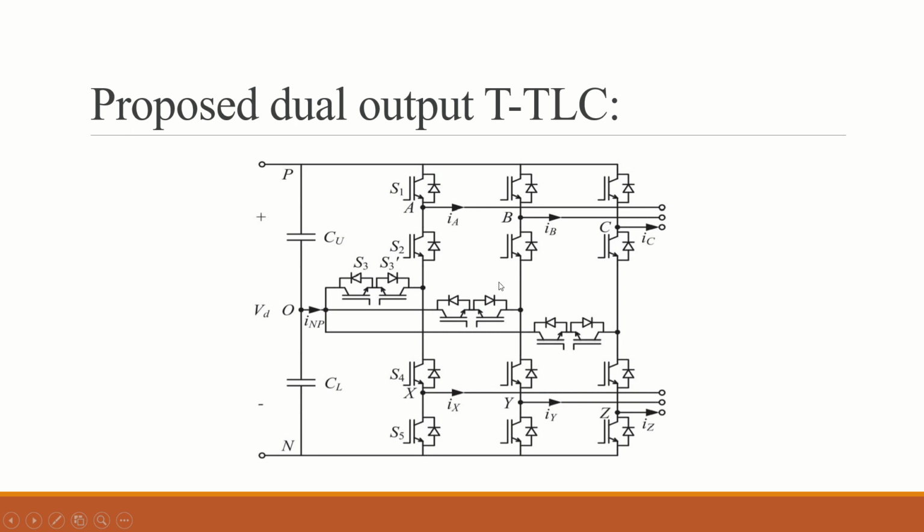And this is the circuit diagram of the proposed dual output T-type three-level converter. Here we give the DC supply and we get the AC supply, and this is the inverter circuit. We give only a single input, and we get two three-phase AC voltages. These are the three legs: this is leg 1, this is leg 2, and this is leg 3. These are S3, S3 dash, and these are the bidirectional switches. In each leg there are four switches connected, and this is the neutral point O. We have two capacitors, an upper capacitor and a lower capacitor, to balance the voltage.